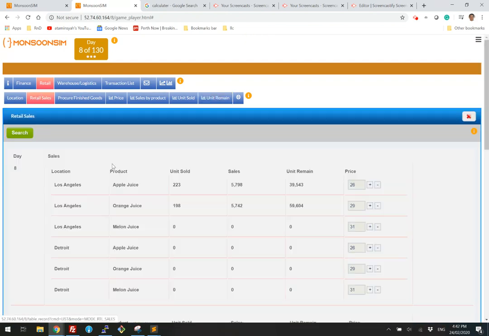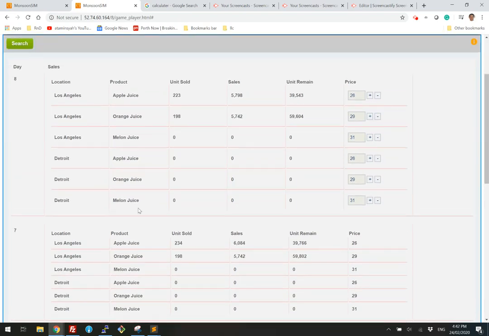And at retail sales, you can see this information, but just in a table. So at day 7, again, 234 were sold, and this much remains. Sales is just the unit sold times the price. And at day 8, 223 were sold, so that much remains.